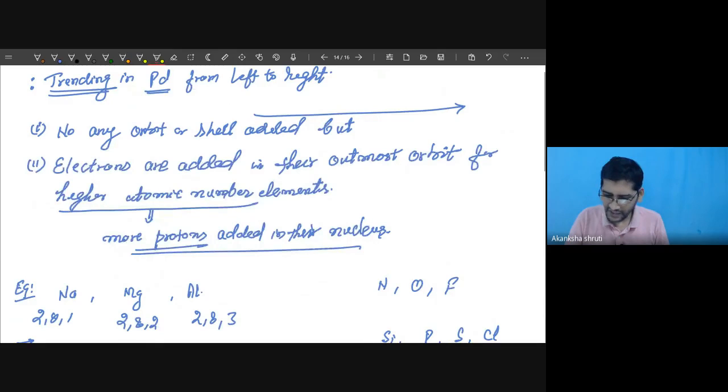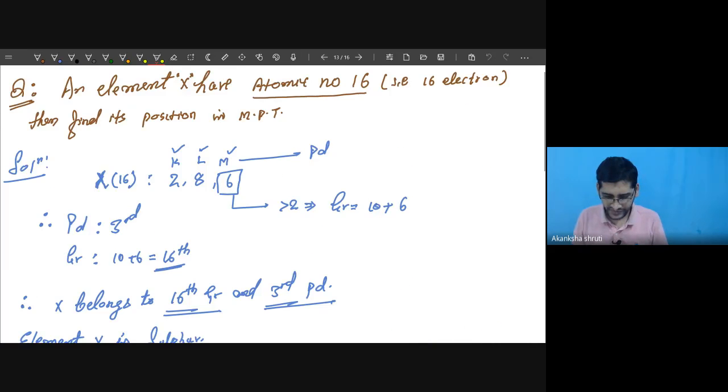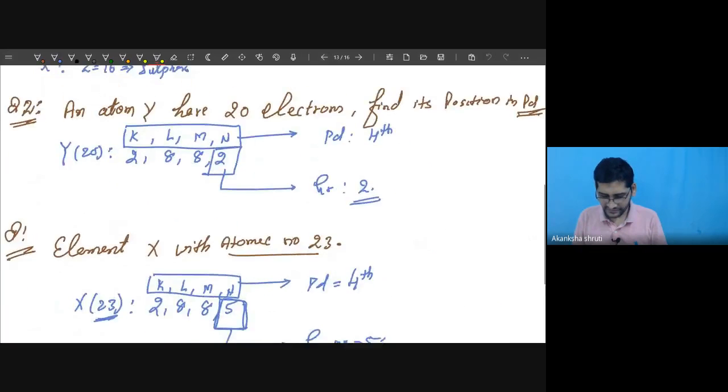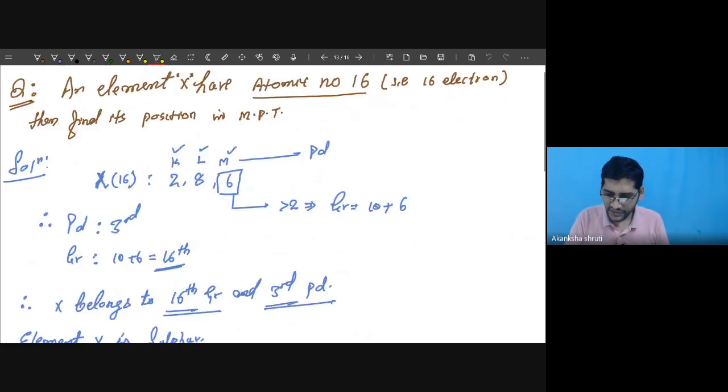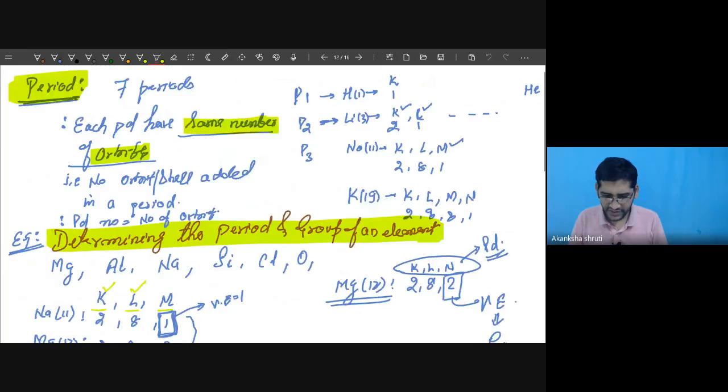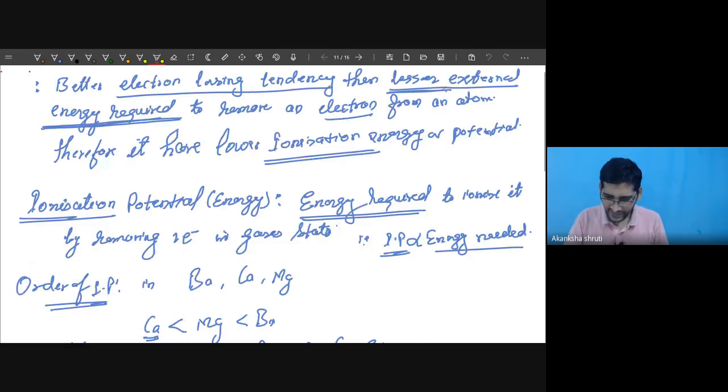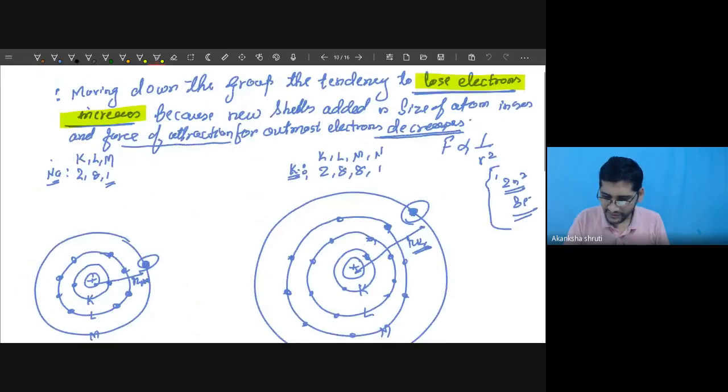Electrons are added in the outermost orbit, with no new orbit added. So this is about the trending that we have written. Then we have learned how to determine the group number and period number and what the various trendings are. It is all about our periodic table. This way we have finished our chapter.